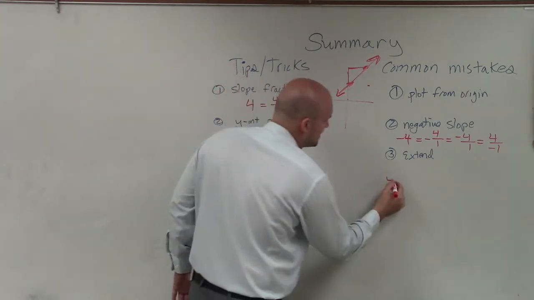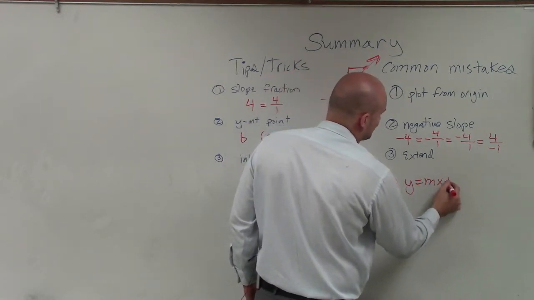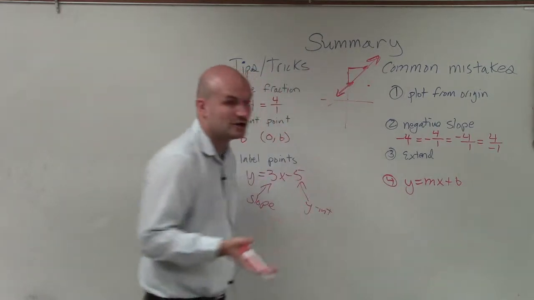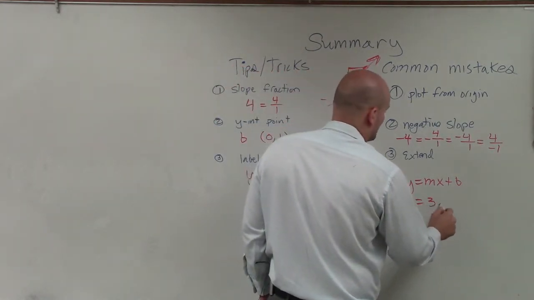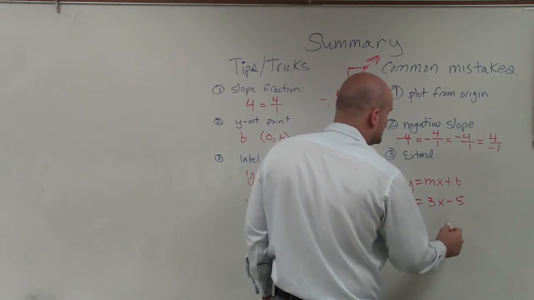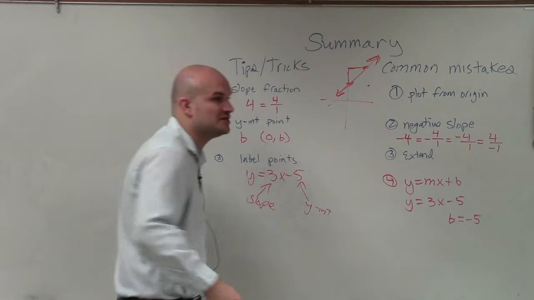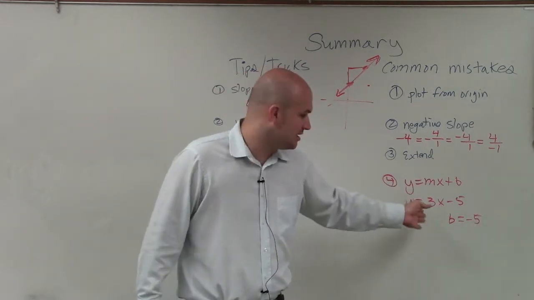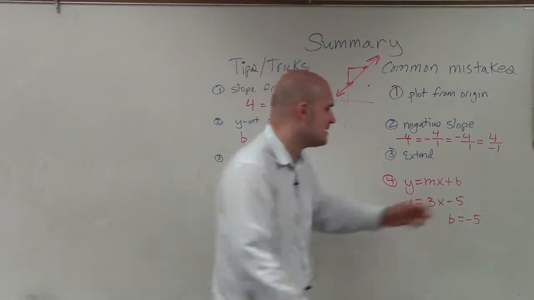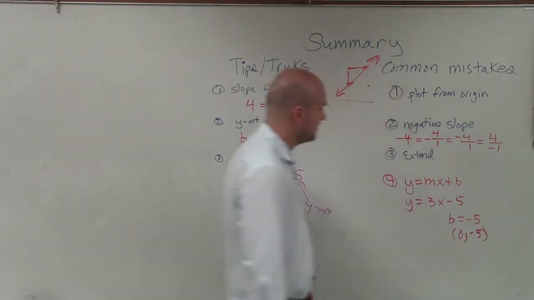And the last step that I just remembered: y equals mx plus b is the standard form of our equation. So if I have the equation y equals 3x minus 5, make sure you note that b is equal to negative 5, because the standard form of the equation is plus b. So if my equation has minus 5, then my b is negative 5, and my coordinate point is (0, negative 5).